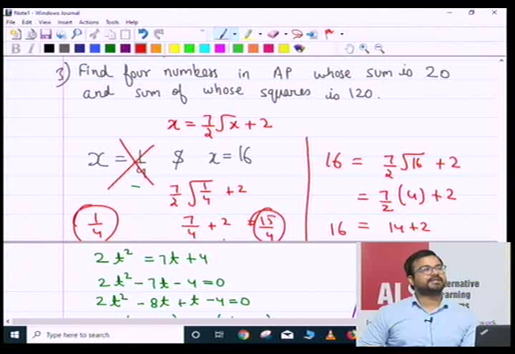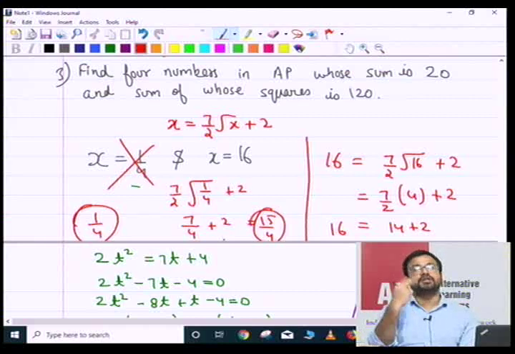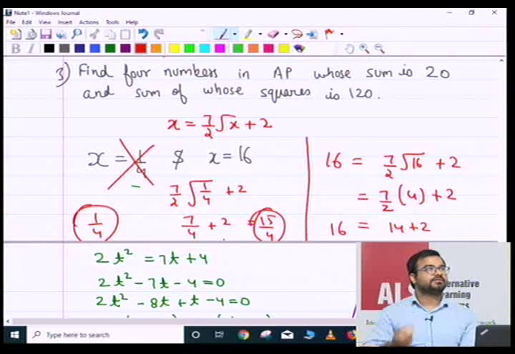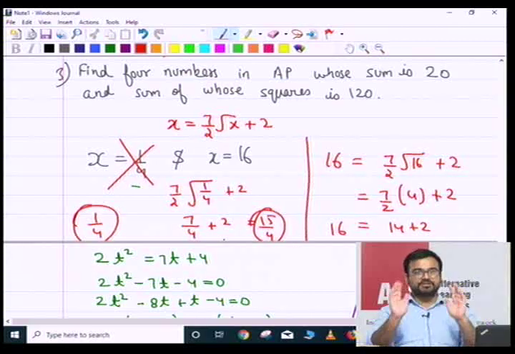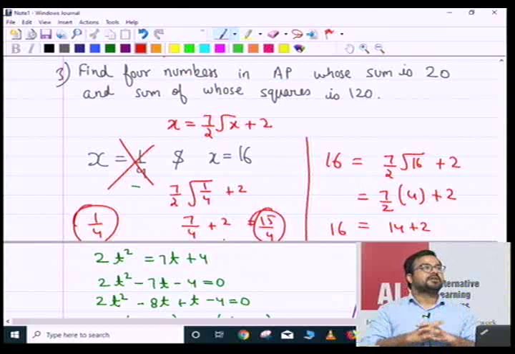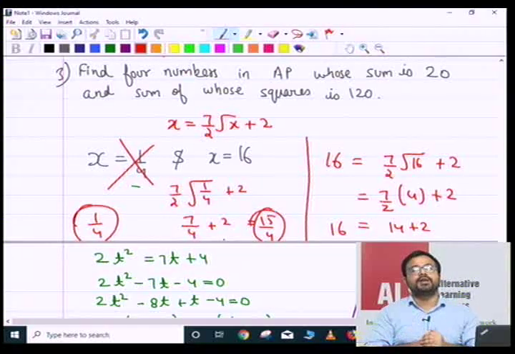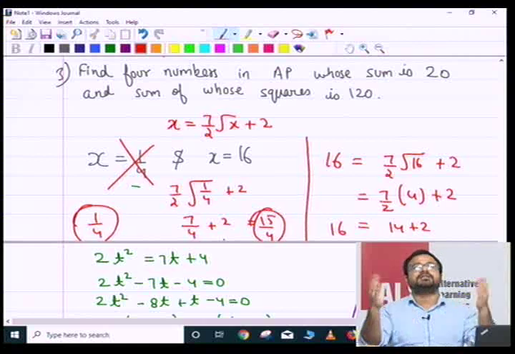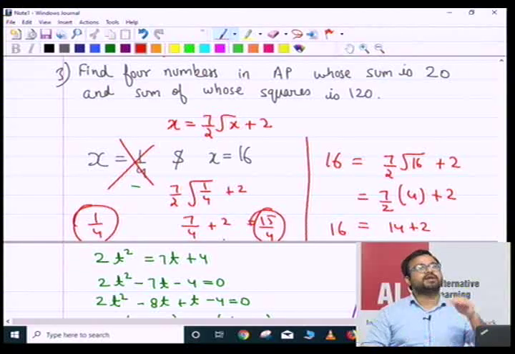One by 4 does not satisfy the equation, because always remember, whenever you are squaring, it means you are making two solutions. Not always, but you have to check. Whenever you are squaring an equation, it means you are increasing the chances of solution. So you will get more solutions than required when you are squaring.